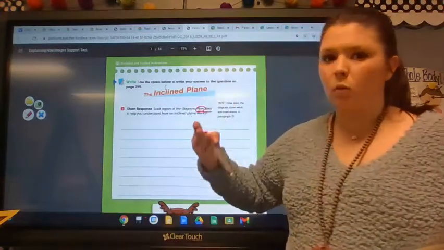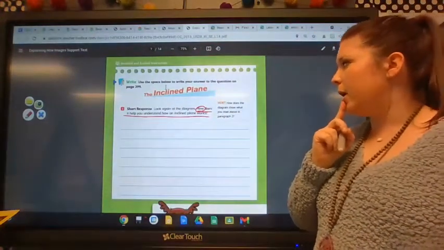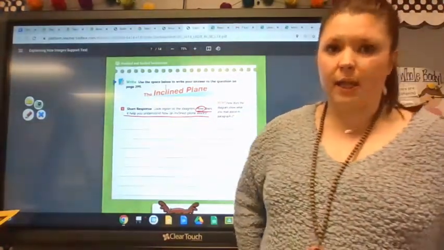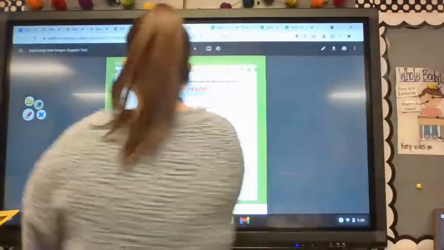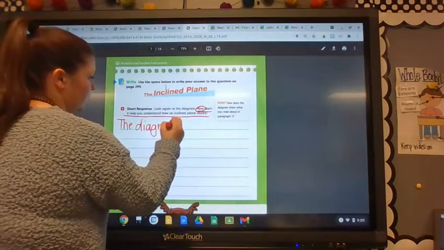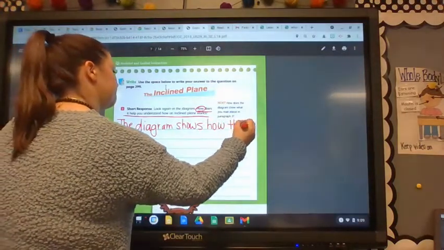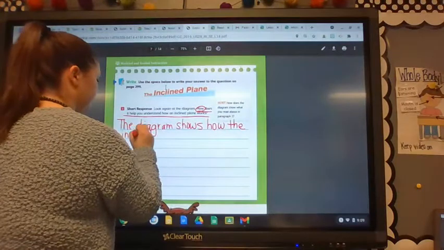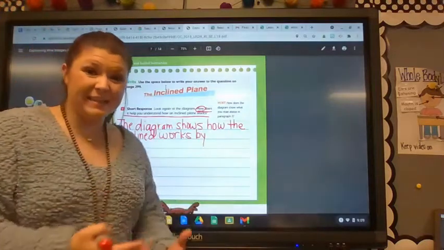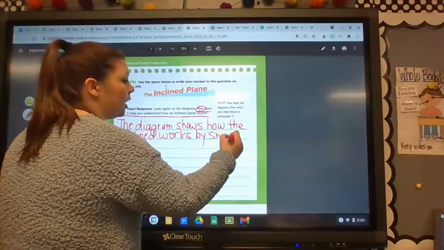So we need to first answer the question, how? We want to know the way that it happened. How does it help you understand how an inclined plane works? So in what ways does the diagram help us understand how the inclined plane works? So we need to answer that question. So the diagram shows how the inclined plane works by, we see that example, don't we? So it shows us how the inclined plane works by showing an example of it in use.